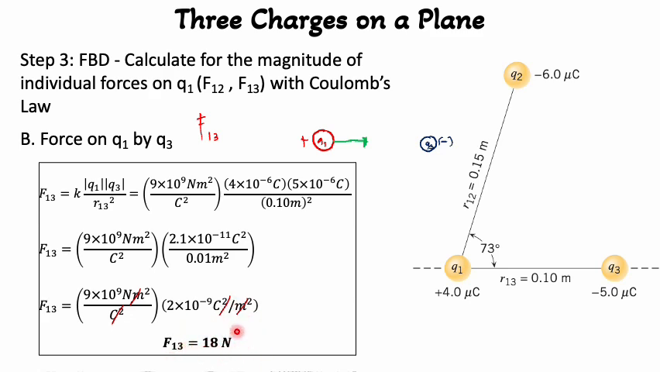So, obviously, the force on Q1 because of Q3 is larger. That is because of the distance. Q3 is closer compared to Q2.